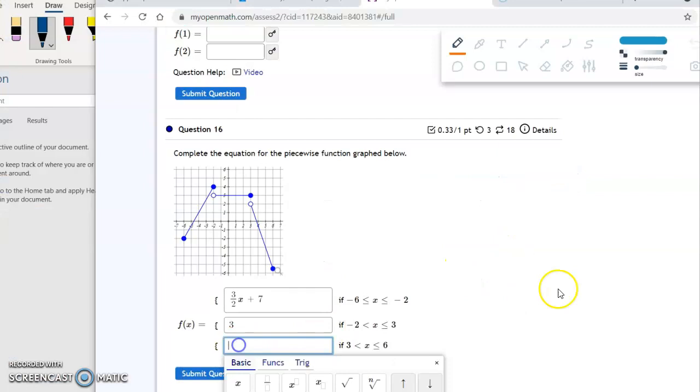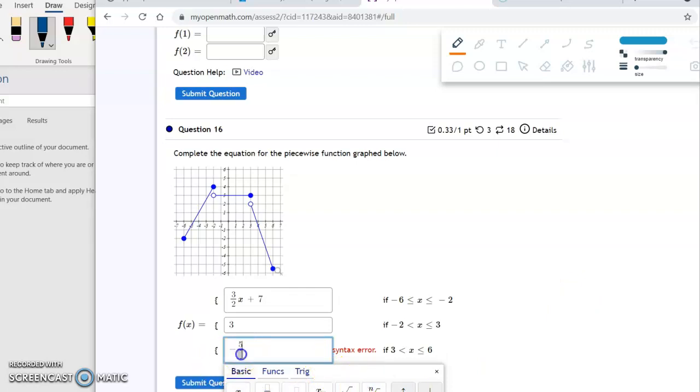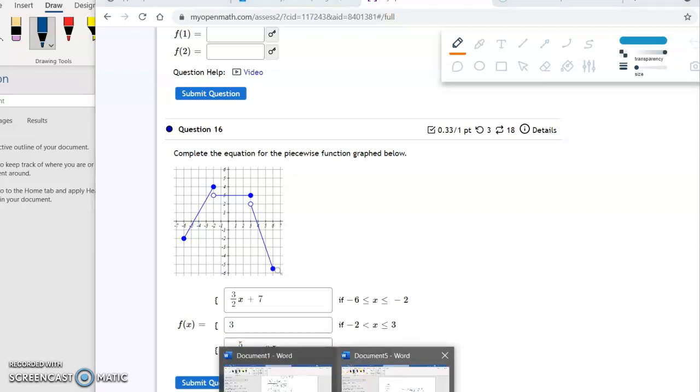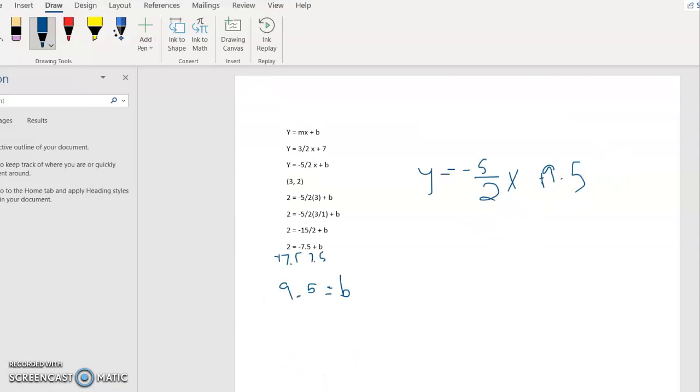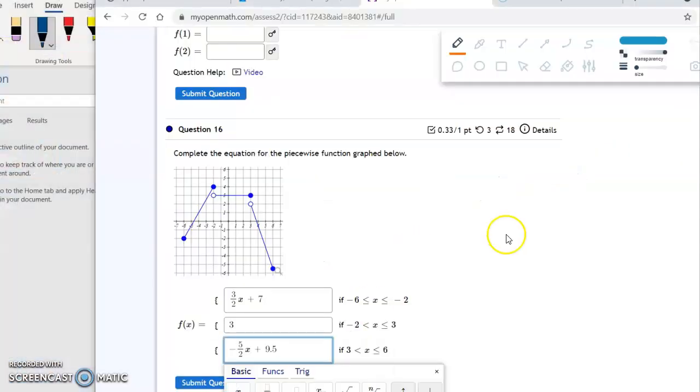Let me check that it was 9.5. Yes. All right. And there it is, our piecewise function. So hopefully that will help you get through that backward problem.